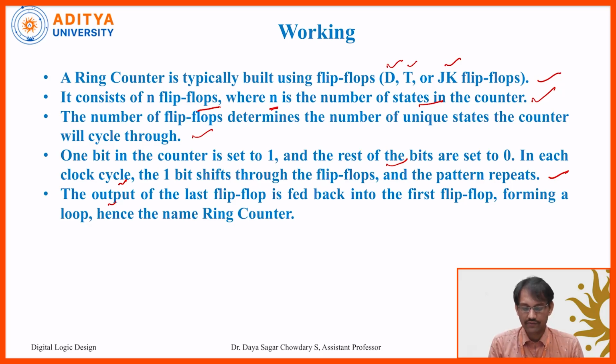The output of the last stage, that is the last flip-flop used, in this case Q3 is the last output, is directly given to the first stage, that is D0. D0 is the first stage, so Q3 is equal to D0, directly given. So it is fed back into the first flip-flop forming a loop, hence the name ring counter. That means it simply follows a ring.